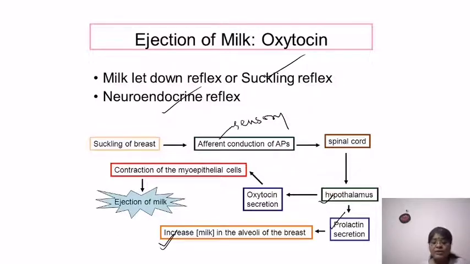The hypothalamus also acts on your posterior pituitary and causes oxytocin secretion. This will cause milk ejection. Contraction of your myoepithelial cells will cause ejection of the milk. So this is how the suckling reflex works. As the child suckles, the milk starts coming out from the mother's breast.